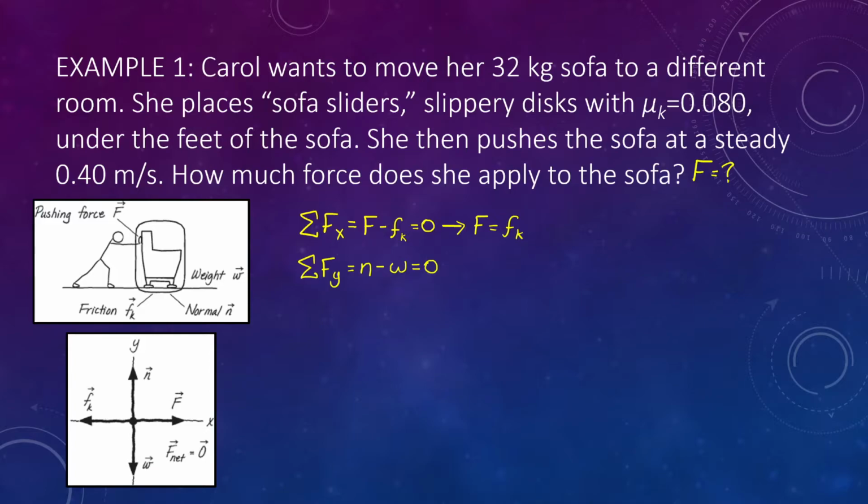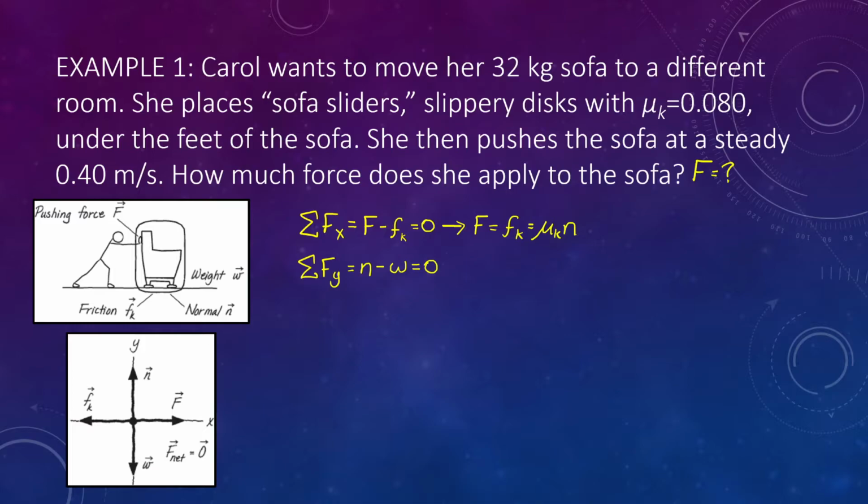Now, unfortunately, it's not this simple because we don't know what the friction force Fk is. But we are given mu k, the coefficient of kinetic friction. So that's almost like a hint that you want to expand this equation. Remember that friction is equal to mu times n.